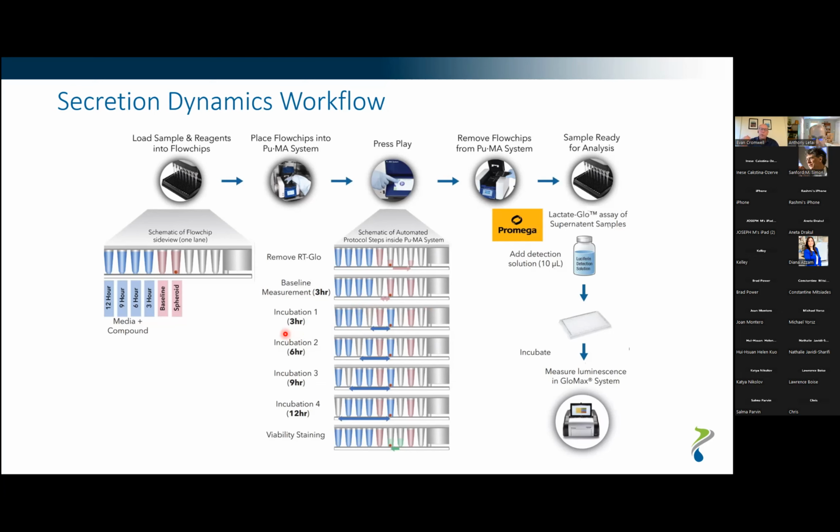And what we did was collect a sample every 3 hours from single organoids. These are the 4IC organoids that are sitting in our flow chip. And so every 3 hours, we would exchange the fluid, change the media, and then collect those samples, put them into a multi-well plate, and run them using this Promega assay.